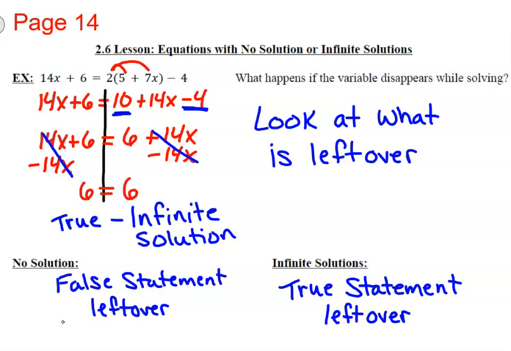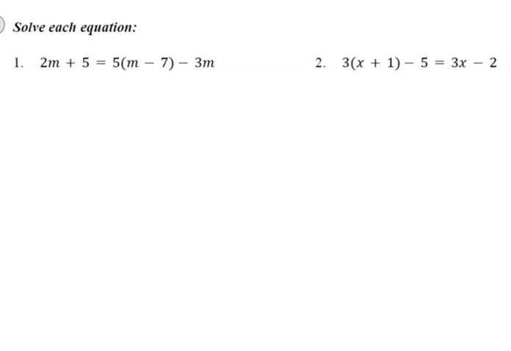So let's take this same idea and let's look at some more examples. So if I look at the first two examples here, we're going to take the same process. First thing we have to do is distribute and get rid of our parentheses. So I still have 2m plus 5. Now I distribute. 5 times m is 5m. 5 times -7 is -35. And then I have a minus 3m that was behind my parenthesis.